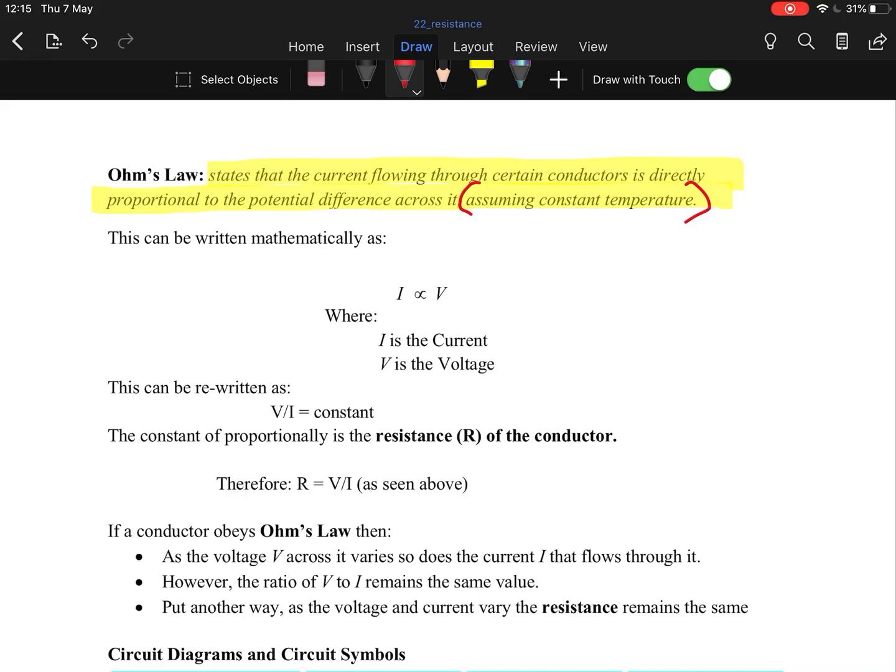In the exam, you can write out current is proportional to voltage, or potential difference. Make sure you say potential difference, actually, don't say voltage, say PD. But then you have to say assuming constant temperature.